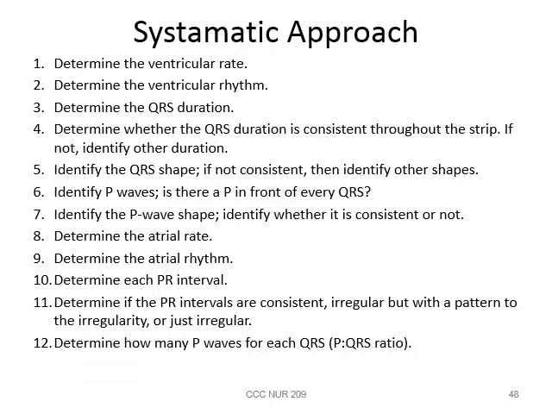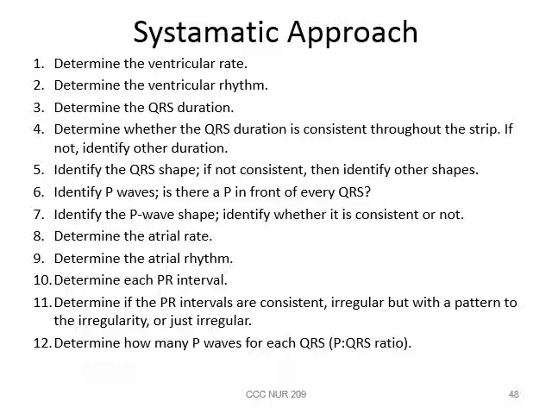Your textbook also has a systematic approach to looking at cardiac rhythm strips. It's very similar to what I just told you. They just go into a little bit more detail in writing. So the first thing they recommend, just like we talked about, is to read it from left to right. What you're going to do first is determine the ventricular rate. That's counting the number of QRS complexes. Then look at the rhythm. When we look at the QRS complexes, is the ventricular rhythm regular?